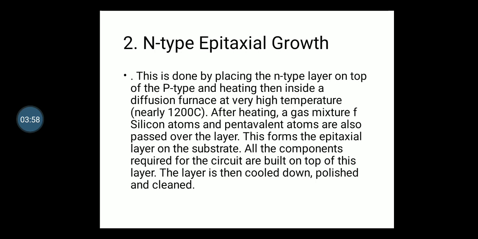This is done by placing the n-type layer on top of the p-type and heating them inside a diffusion furnace at a very high temperature. After heating, a gas mixture of silicon atoms and pentavalent atoms is passed over the layer. This forms the epitaxial layer on the substrate. All the components required for the circuit are built on top of this layer. This layer is then cooled down, polished and cleaned.